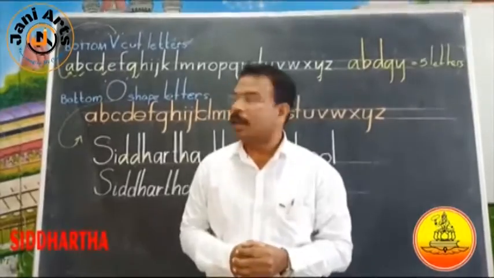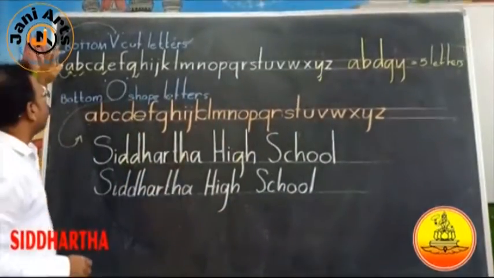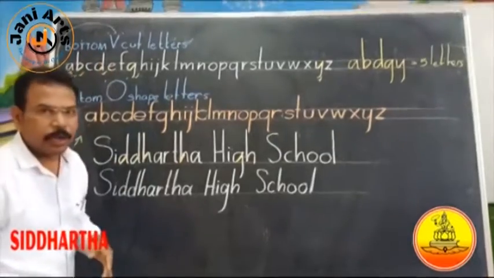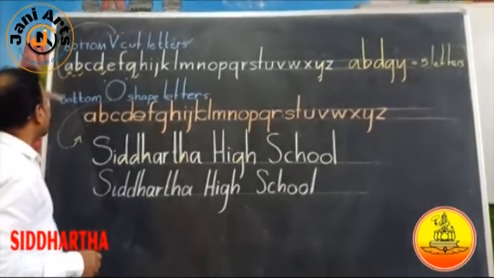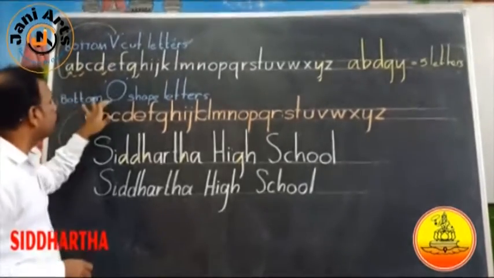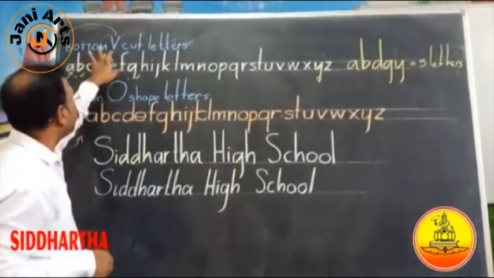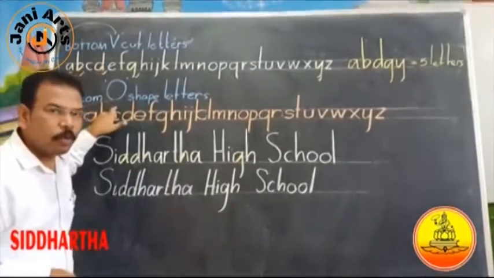Today is a handwriting special. This is the bottom V cut letters. See the difference between the bottom V cut letters and the bottom zero round shape letters. This is the V shaped letters and this is the round shaped letters.